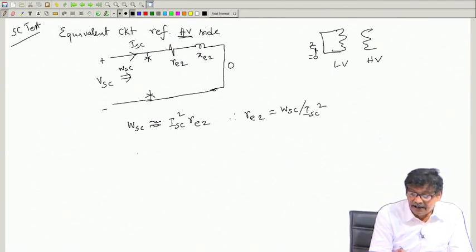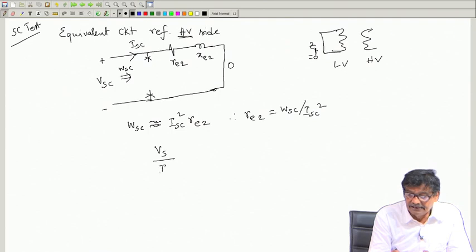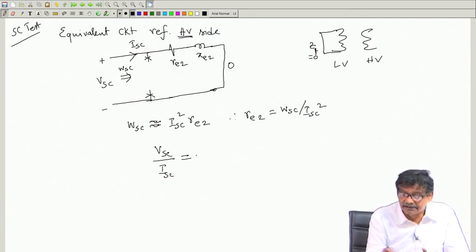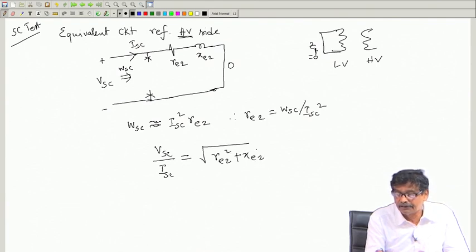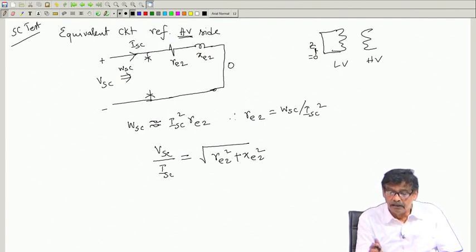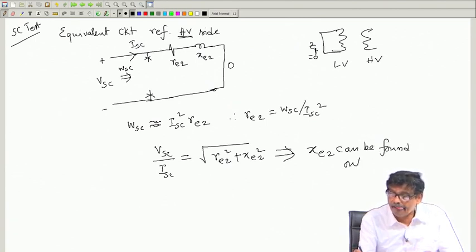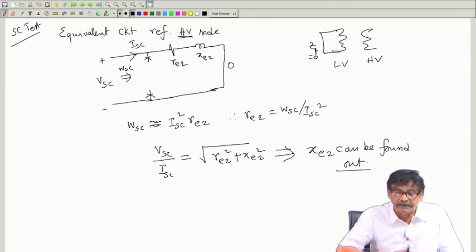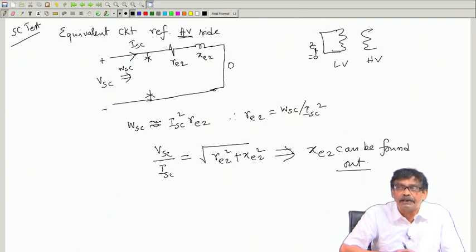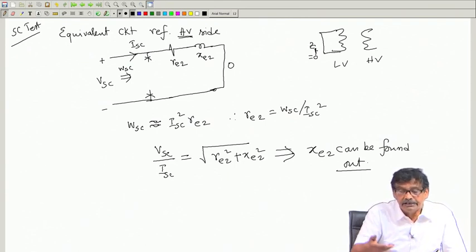And similarly, the ratio VSC by ISC, applied voltage by this current, is this impedance, magnitude of this impedance, square root of RE2 square plus XE2 square. It will be this. RE2 is known. So, from this XE2 can be found out. So, from the short circuit test, the value of RE2 and XE2 can be found out. I will continue with this in the next class. Thank you.